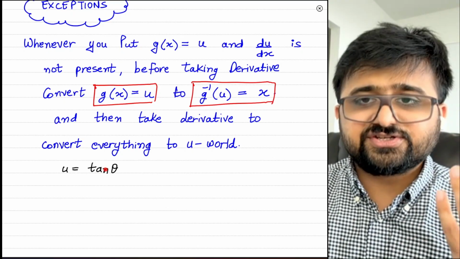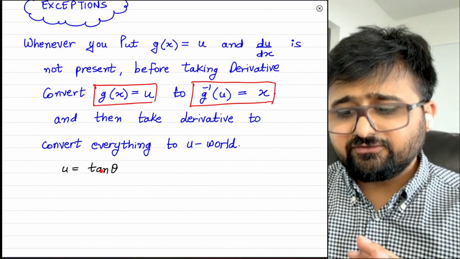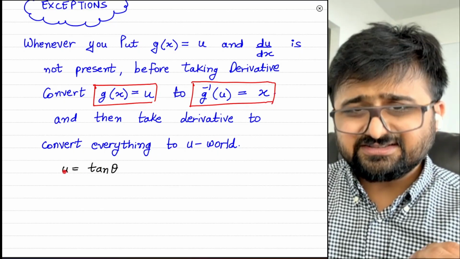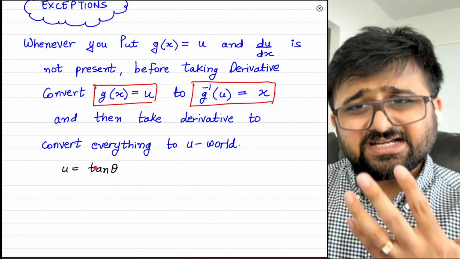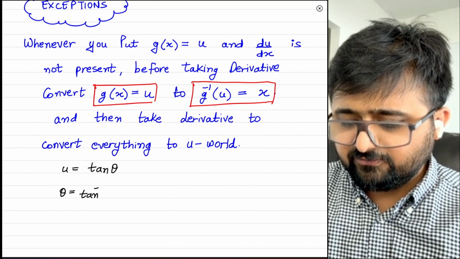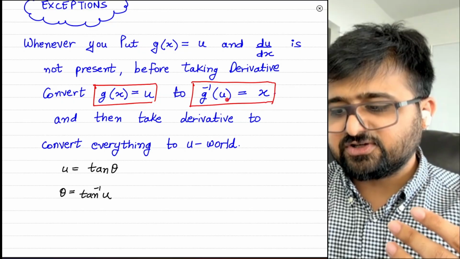Let's say there is a situation where sec square theta is not present in that integral. So what you do, instead of trying to arrange the derivative, just take the inverse of this function. So this is u in terms of theta. You just take an inverse of this. Okay, so this will become theta is equal to tan inverse of u. That is what I mean by take g inverse of u is equal to x.